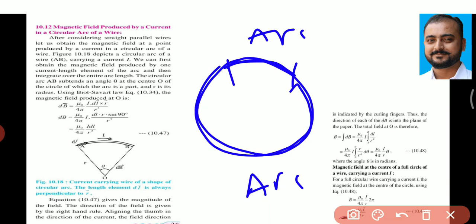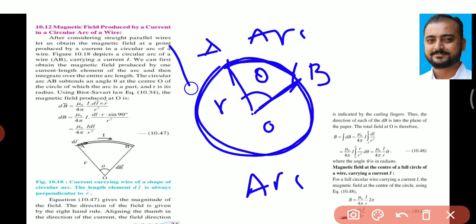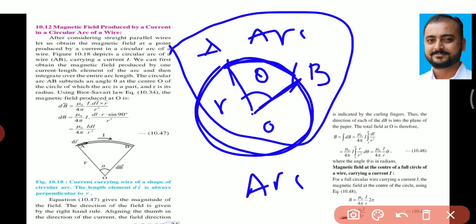Suppose we consider this is the radius of the circle, and this is the center. Let's suppose that is O, this is a point A, this is a point B, and this is the center point O, this is the radius and this is the angle formed. We are just talking about this upper part, the arc AB.